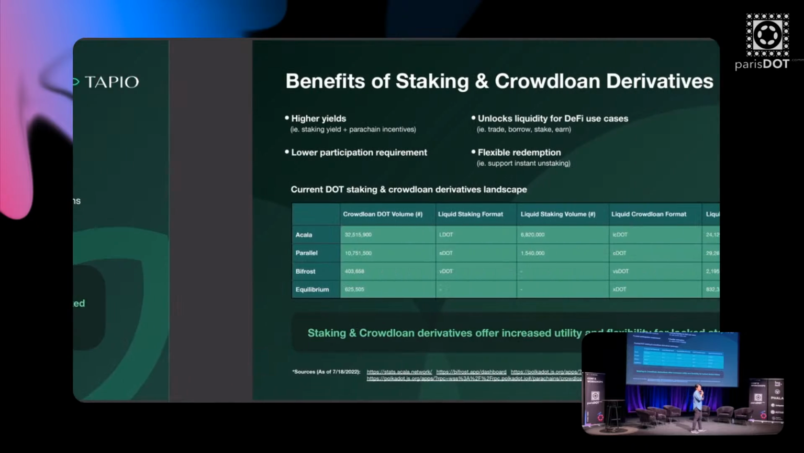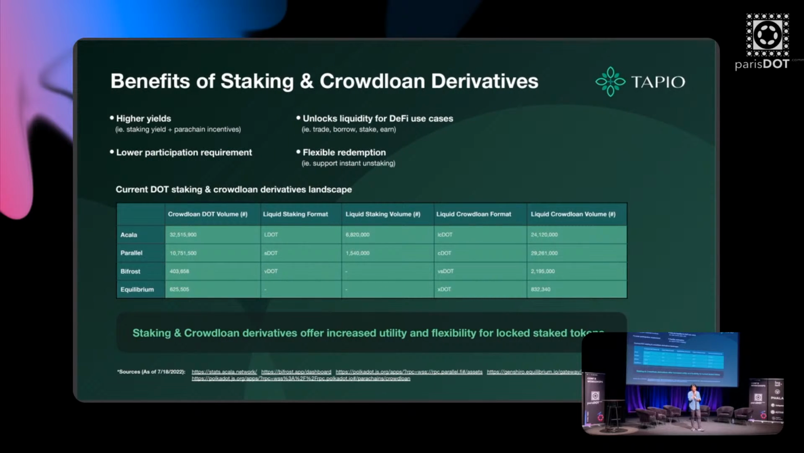Now I want to quickly talk about some of the benefits of participating in these staking or crowd loan derivatives. There are many benefits. The first one is higher yields. I'm sure for a lot of you, that's one of the primary drivers to contribute your DOT. The second reason is that it unlocks liquidity for additional use cases.